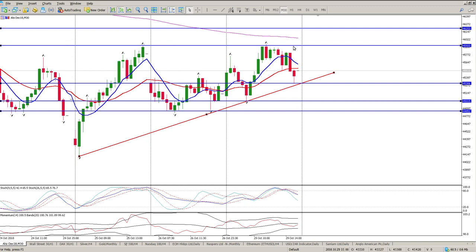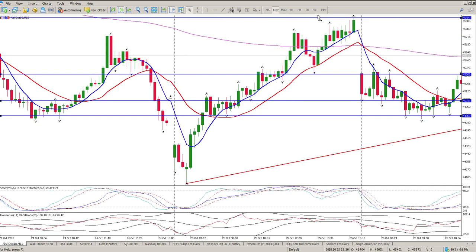Okay, and then obviously a break to the upside. Now the converse is true that if we do form a base around 45,300, and you'll pick up the base on the 12 minute.